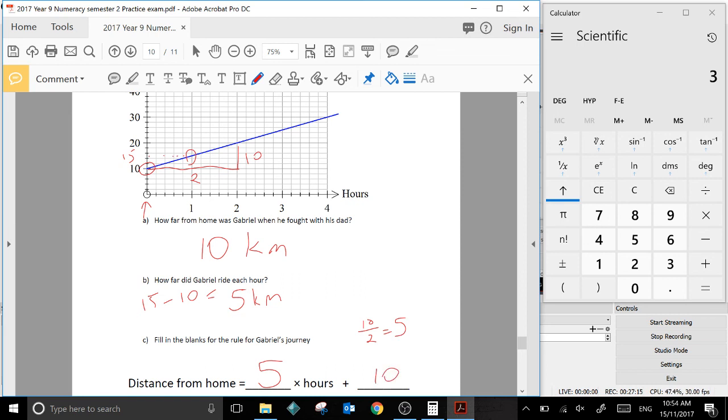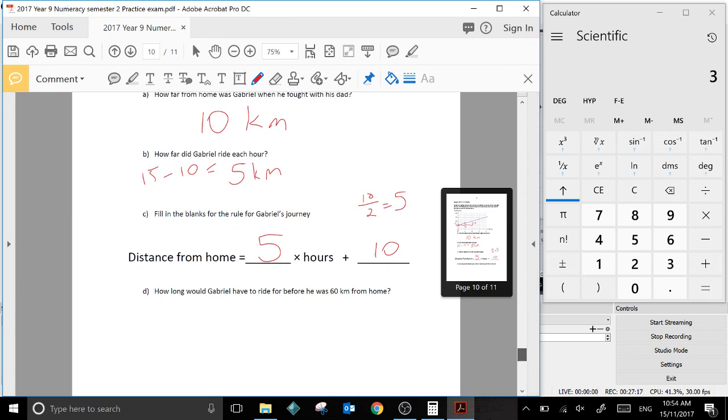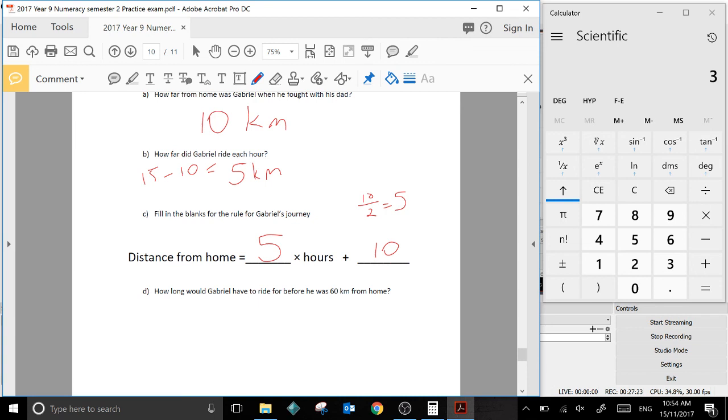So, is there any more for this one? I think there's one more question on this part. Yes. How long would he have to ride before he was 60 kilometres from home? Well, if this is the formula and we want to basically know how many hours it takes him to be 60 kilometres from home, what I'm going to do is make 60 equal to the distance and then go 5 times the number of hours plus 10 and solve that equation based on what we did earlier in the year.